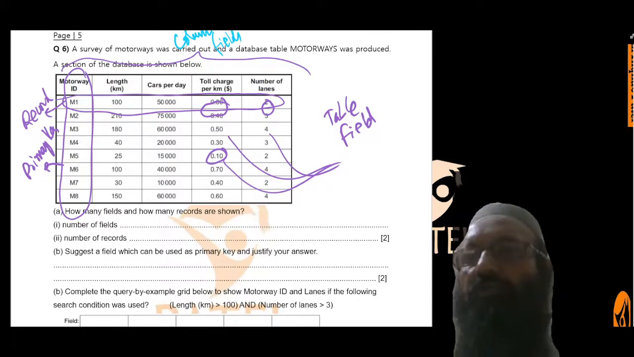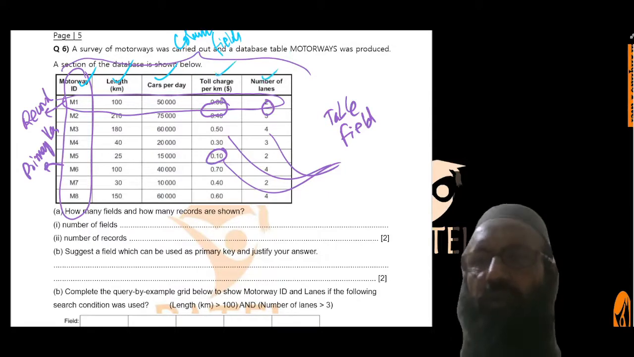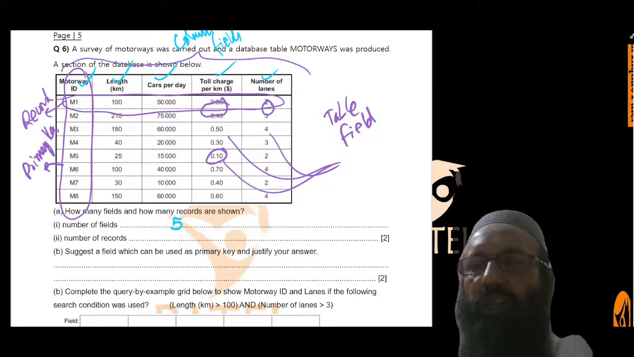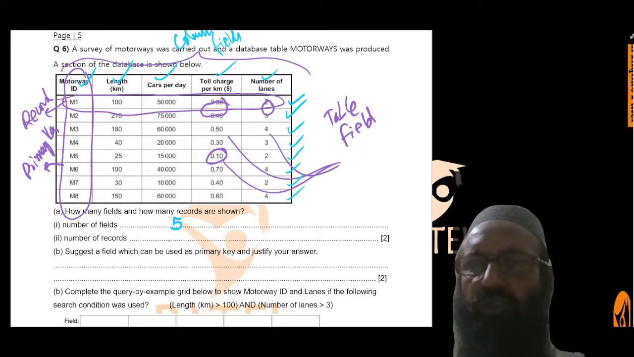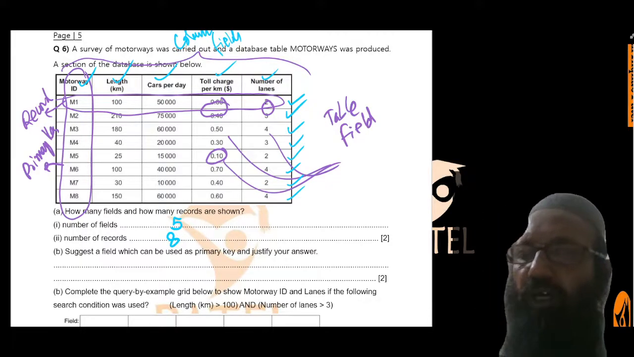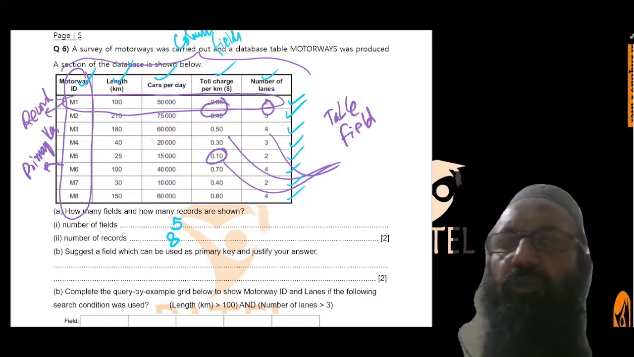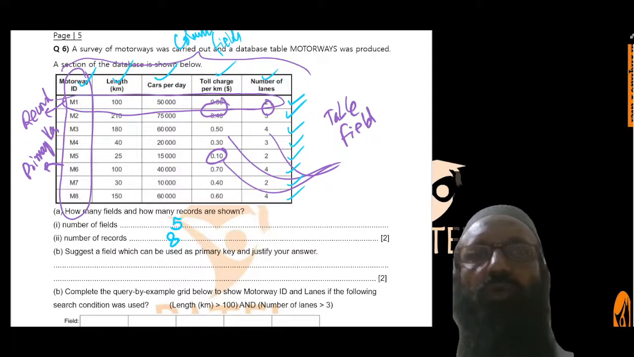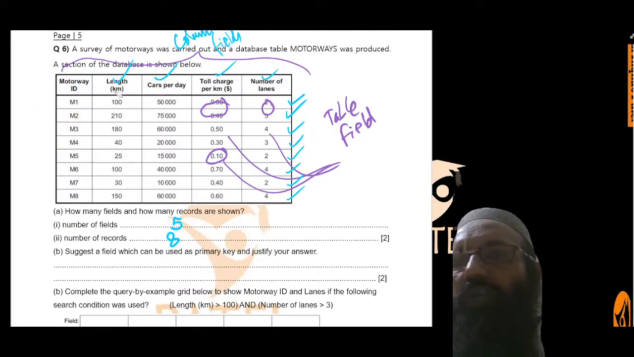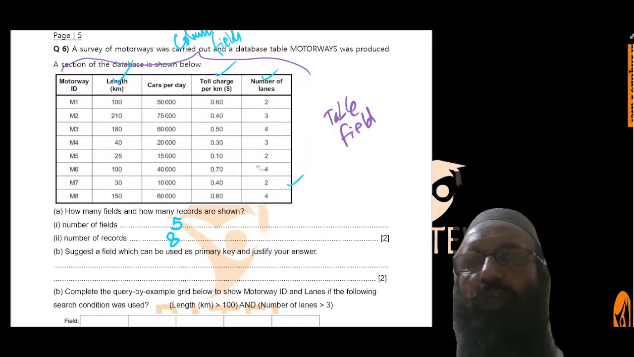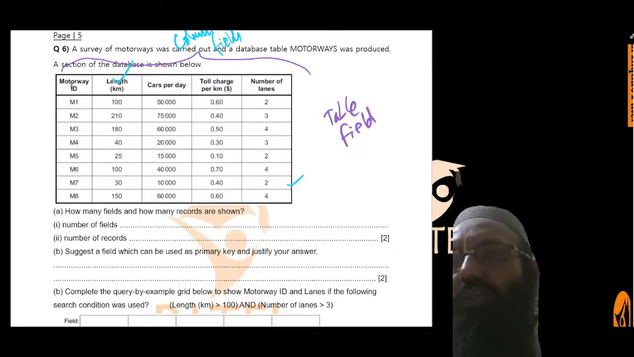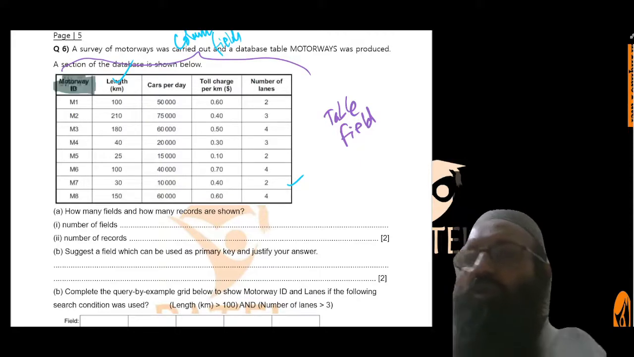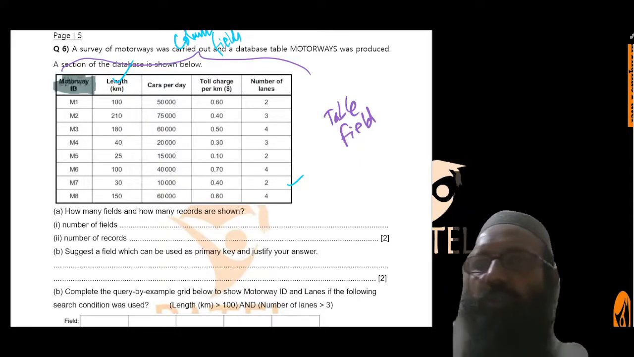So you can say that 1, 2, 3, 4, 5 fields are there. And how many records are there? Rows are records. 1, 2, 3, 4, 5, 6, 7, 8. 8 records are there. Then it asks to suggest a field that can be used as a primary key. In a primary key, we store a field that contains unique data items. And you may observe that this field contains unique data items, so this field can be used as primary key.